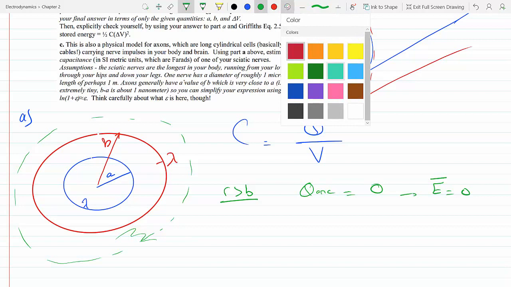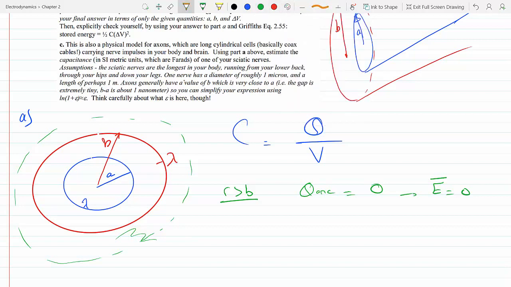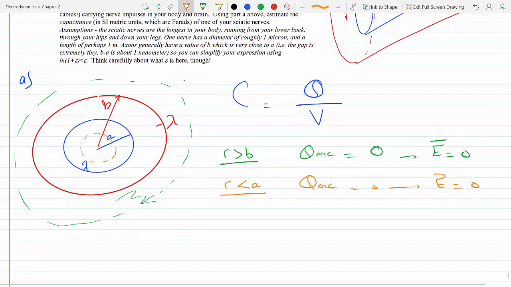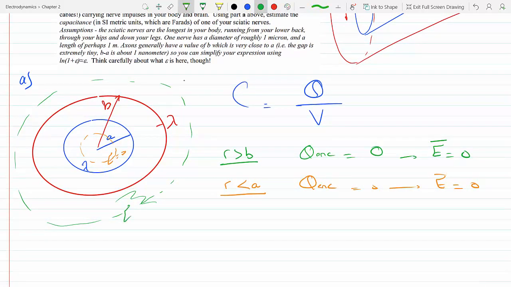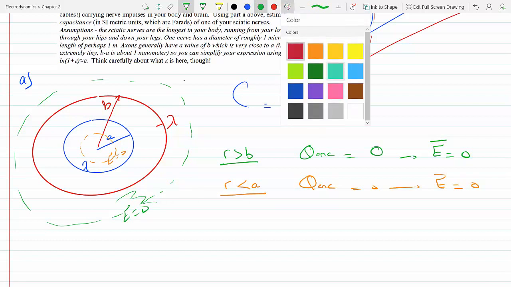And with the same exact reasoning, if you were to take a Gaussian surface here, with small radius r, so this is where R is less than A, Q enclosed is also 0. There's no charge on this Gaussian surface, and so E is 0. So there's two regions where E is 0, here and here. And the only place we have electric field will be in the middle, because here you're going to enclose charge.